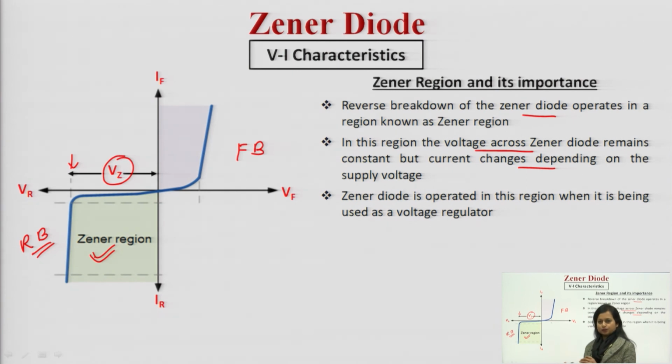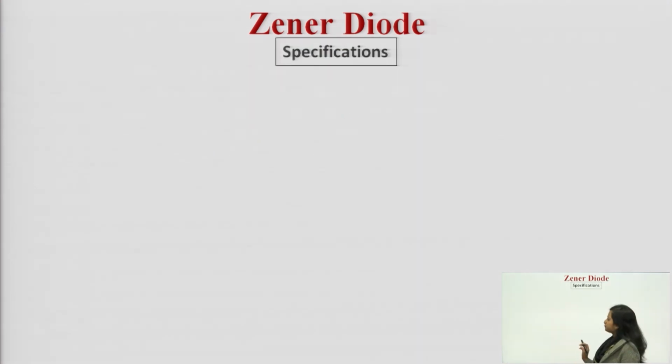right? And the Zener diode is operated in this region when it is being used as a voltage regulator. What is the use of a regulator? You can set, like the speed of the fan, your requirements on the basis of that. Even if there is an increase in the input supply, the output remains fixed. I will discuss the Zener diode as a voltage regulator in the next video lecture. So, this is how you can plot the VI characteristic curve.